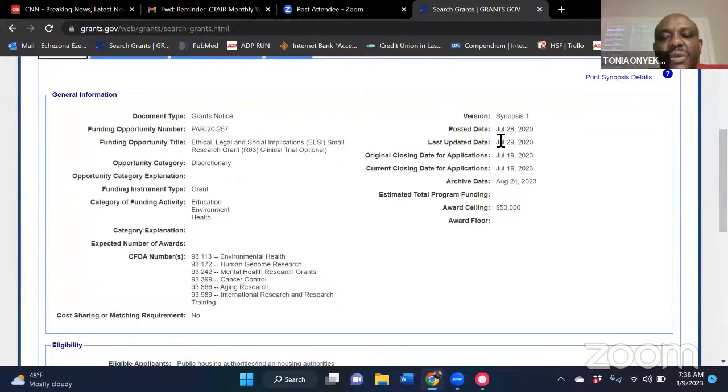So a few things that you want to look at, you see when it was posted in 2022, you see when it's closing. It's closing in July 19, 2023. So the first question you ask yourself is, do I have the time to put this grant together in 6 months? For me, that have written grants many times, for me to write a grant in an area that I have not written before, it takes me 6 months. If it's an area that I have written before, I have been able to drive it down to 3 months.